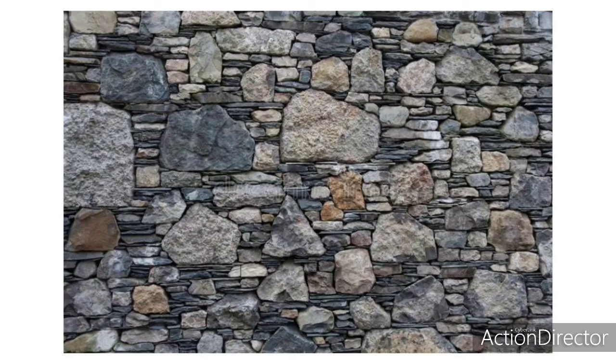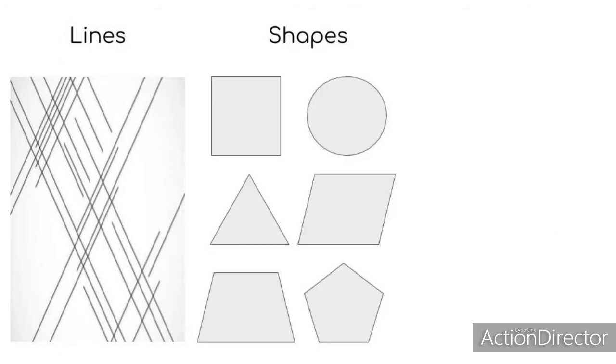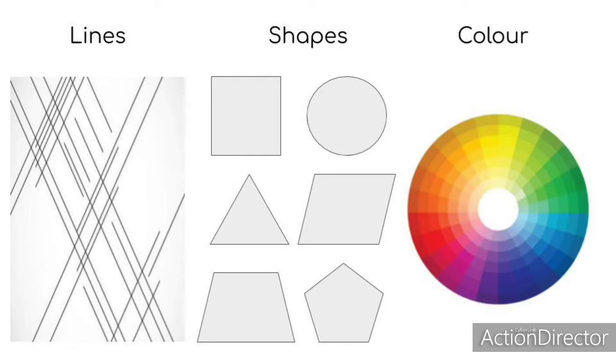An artist will look at a physical texture, like this stone wall, and see which lines, shapes, and colors keep repeating to produce the pattern that makes the texture. Then they'll be able to create the visual texture that represents the texture they want to make.